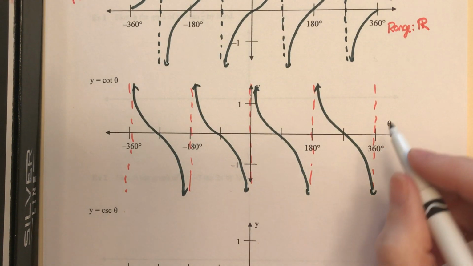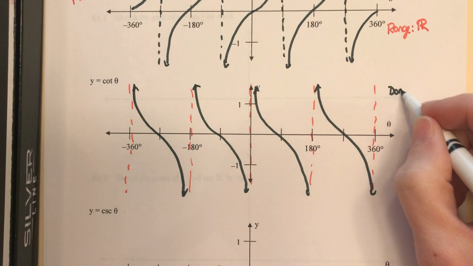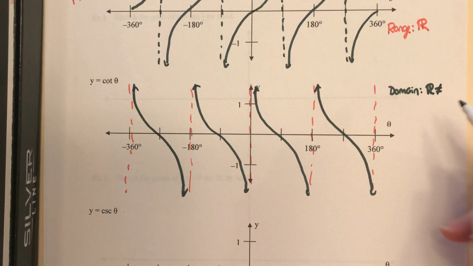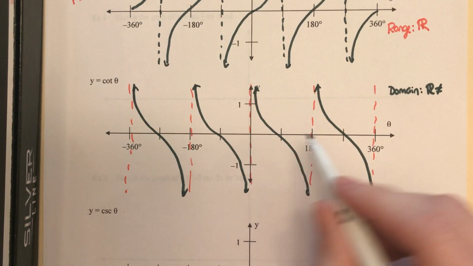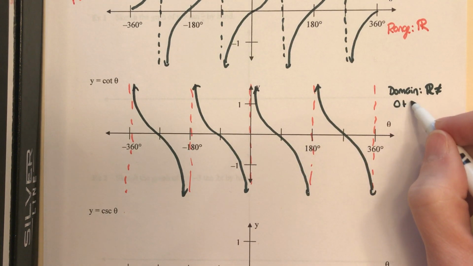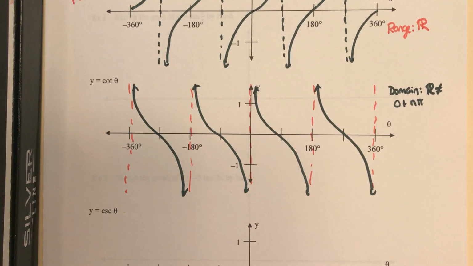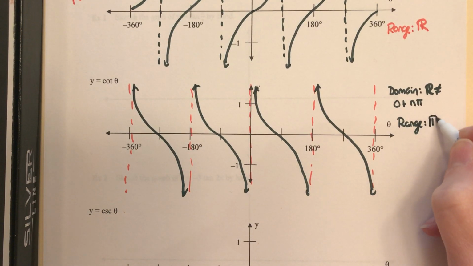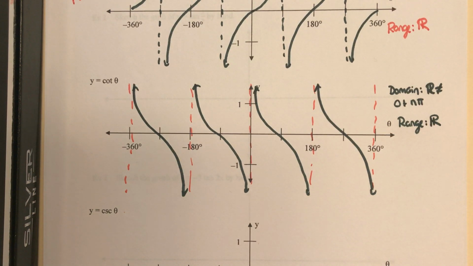Okay, so let's talk about domain. The domain is all real numbers except, so not equal to, where we have asymptotes. So our first asymptote occurs at 0, and it repeats every 180 degrees. The range is all real numbers. And the cotangent graph has a similar amplitude and period as tangent. Its amplitude is also infinity, and the period is also pi.